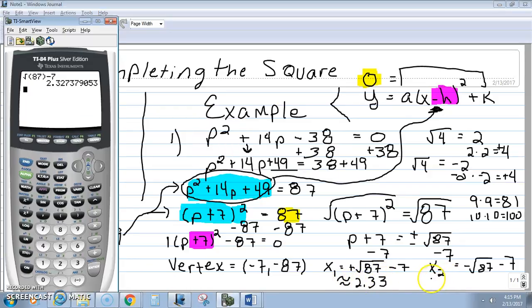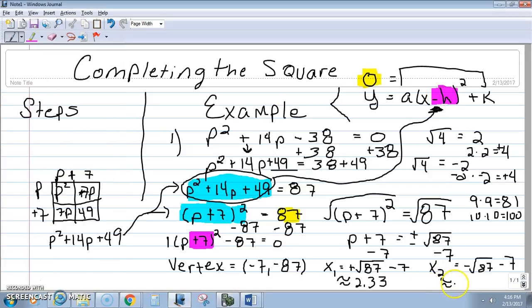x sub 2 is, and here's a trick, you guys. If you do second enter, it brings back what you did. And all I have to do is go to the front and second insert a negative. That gives approximately negative 16.33.